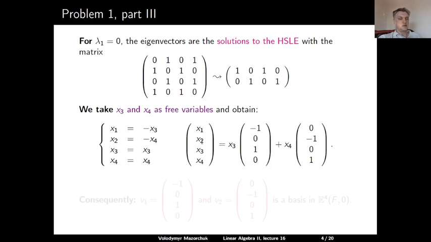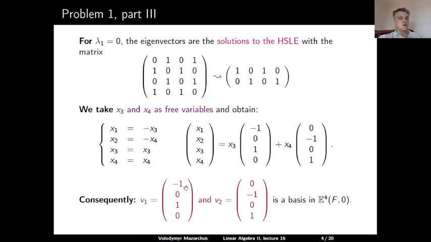The vector x1, x2, x3, x4 is equal to x3 times the coefficient vector minus 1, 0, 1, 0 plus x4 times the coefficient vector 0, minus 1, 0, 1. Consequently, the coefficient vectors v1, which is minus 1, 0, 1, 0, and v2, which is 0, minus 1, 0, 1, these two vectors form a basis in the eigenspace for f with eigenvalue 0.